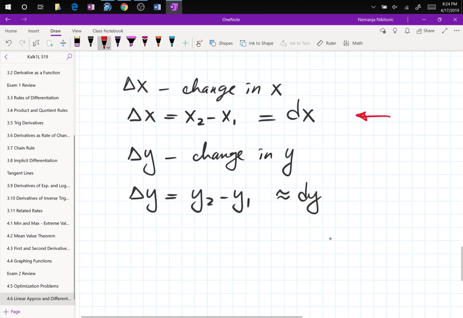So let's take a look at a problem. Now, these problems are word problems. You are going to have one of these on exam 3. So we'll do the vanilla problem first. Linear approximation and differentials.